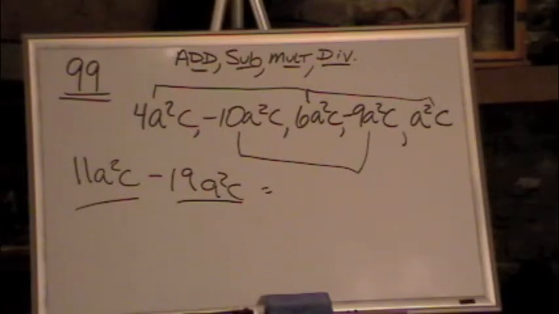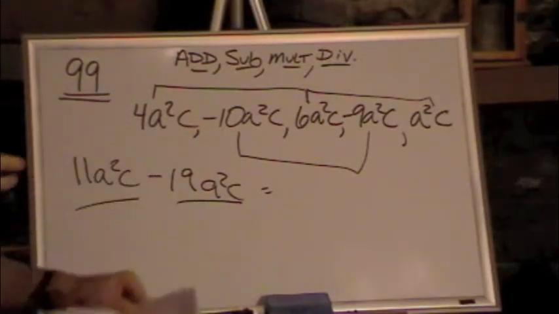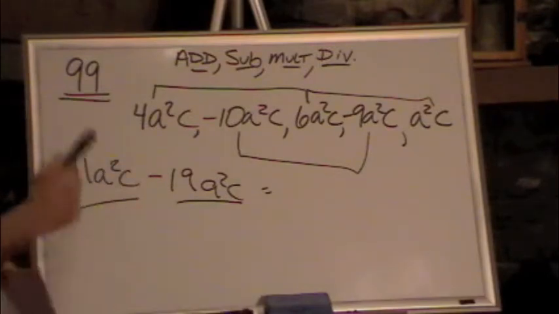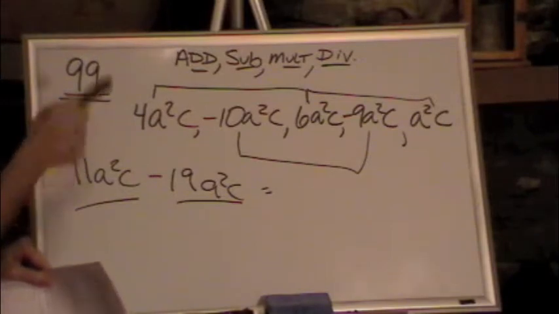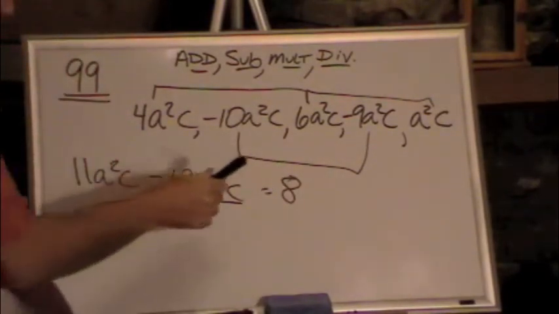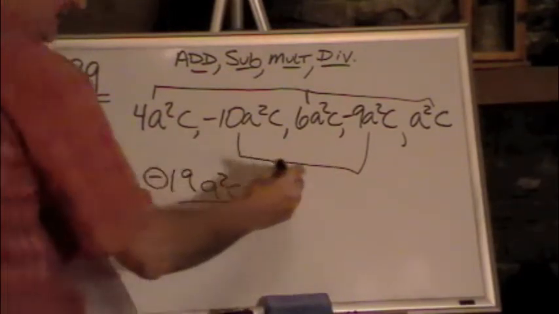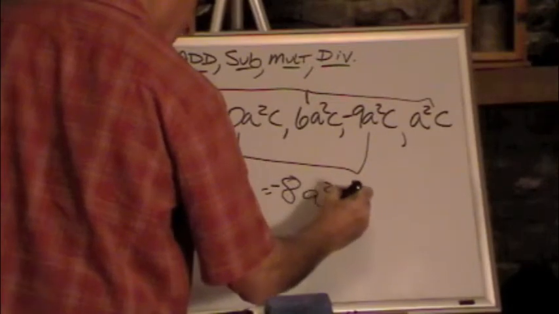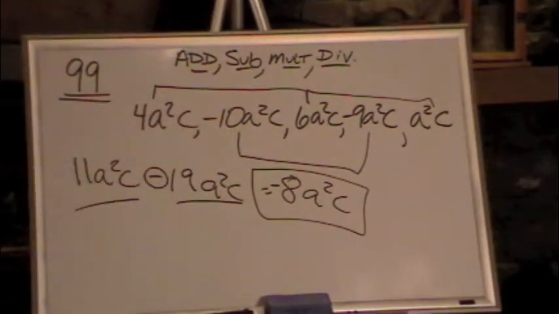Okay, now, how do you combine that? What are the rules? Positive sign, negative sign. When they're different signs and you're combining them, you subtract the small from the larger. What does 19 take away 11? That's it. What is the sign of the larger one? Negative. A squared c. That is your answer. Okay? Negative a squared c.